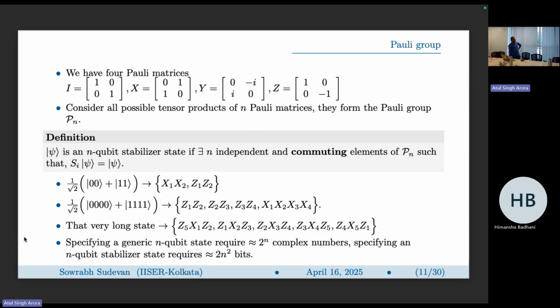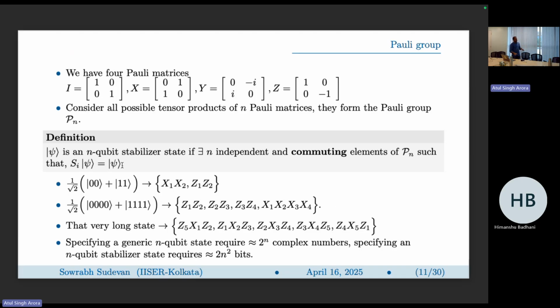So psi is an n-qubit stabilizer state if there exist n independent and commuting elements Si of the Pauli group such that Si psi equals psi. That is, psi is the +1 eigenvector of all of these n independent and commuting elements. So this is what a stabilizer state is.